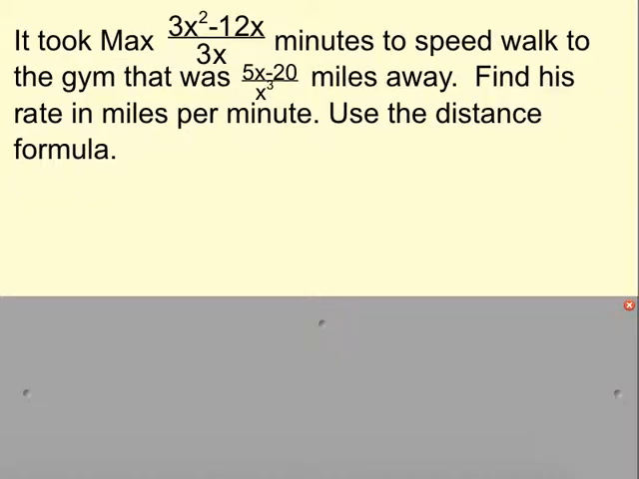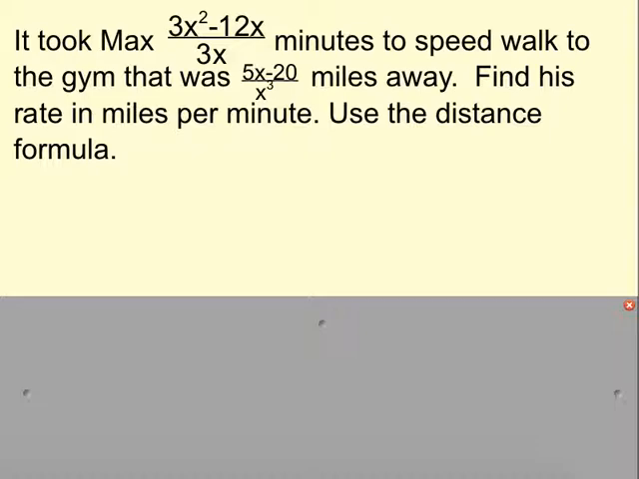Okay. Now, sometimes we have to use these skills in order to find rates or distances based on some different expressions. So in this case, it took Max 3x squared minus 12x over 3x minutes to speed walk to the gym. That was 5x minus 20 over x cubed miles away. Find the rate in miles per minute.